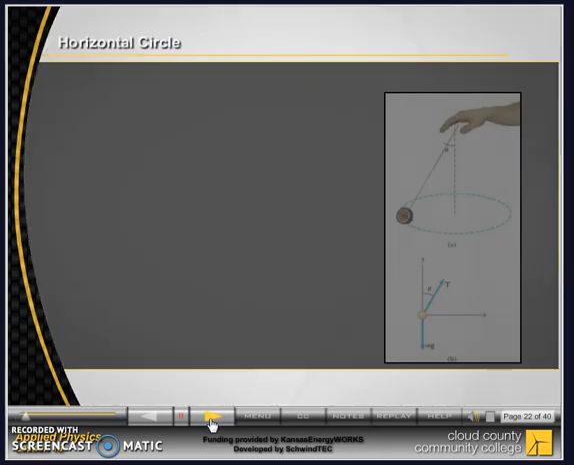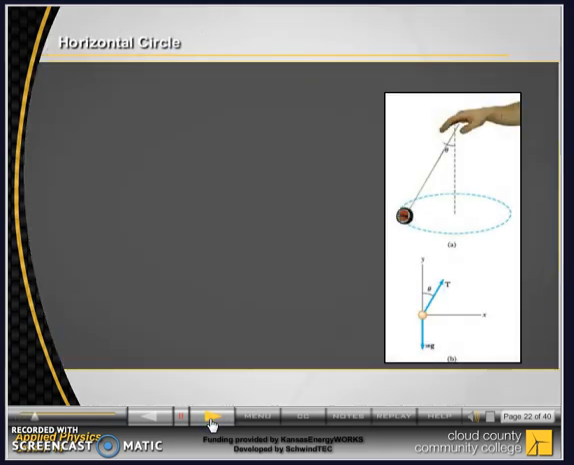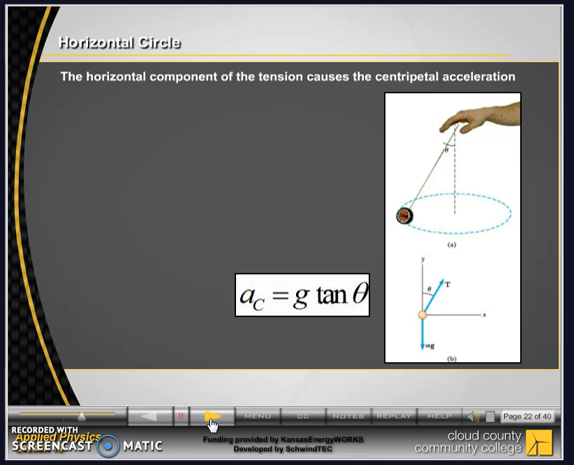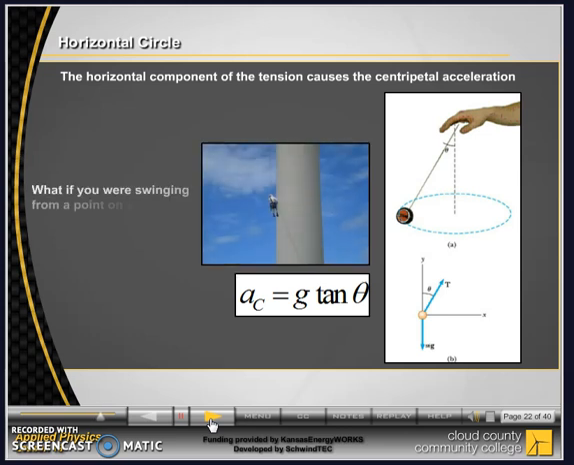What about objects that are suspended and move in a horizontal circle like the one shown here? Now, a component of the tension in the wire is supplying the necessary centripetal force. Do you think you can apply this formula to any setting in wind energy technology? What if you were swinging from a point on a blade back toward the tower?